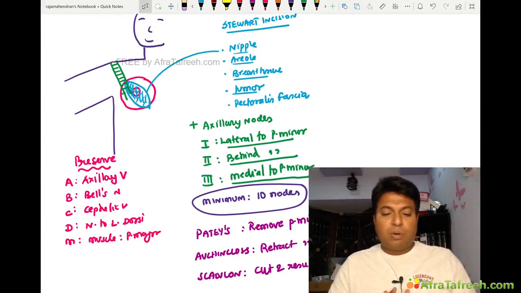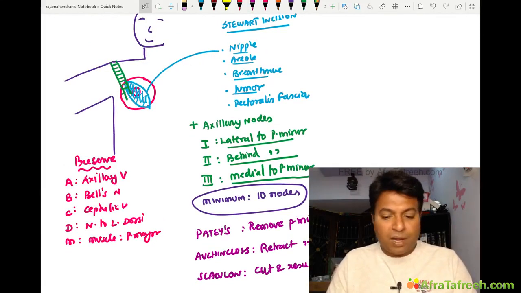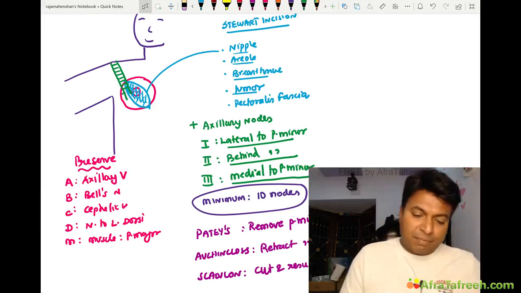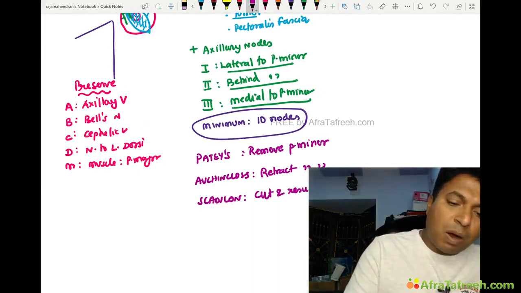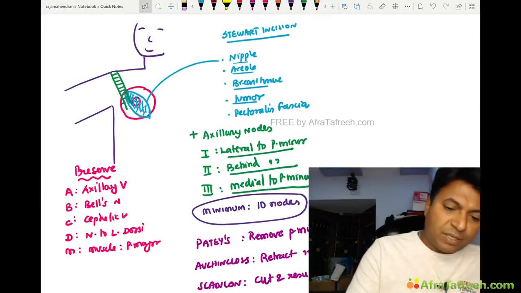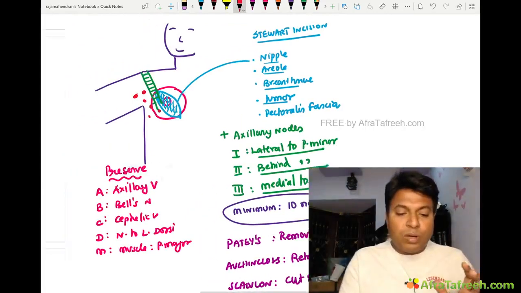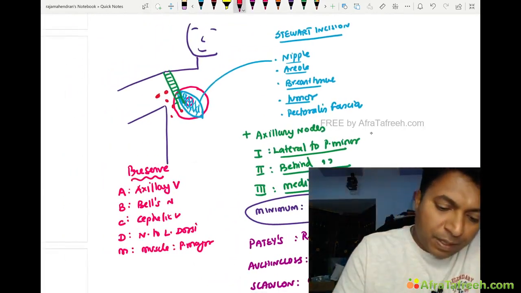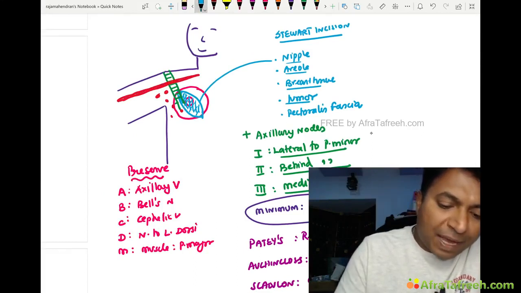So these are the points you should not forget about modified radical mastectomy. In this, the question you can expect in the exam is the boundaries of axillary dissection. This is an axilla. All the nodes are here. I want you to tell the boundaries of axillary dissection. The superior boundary is the axillary artery and axillary vein.